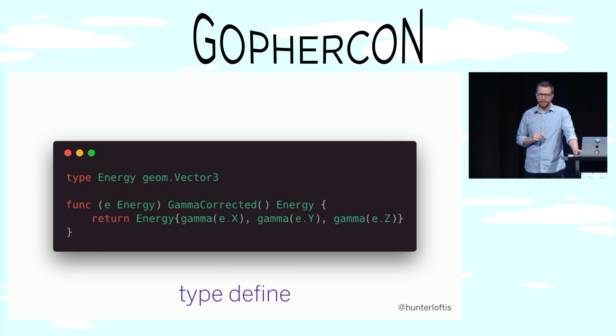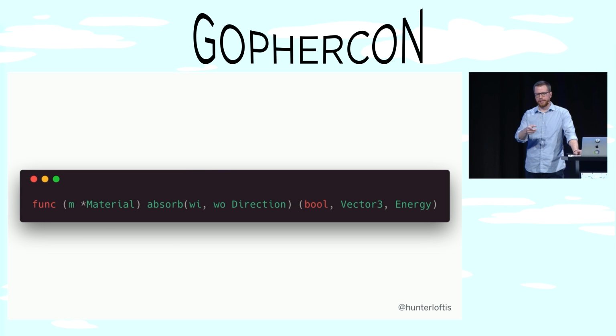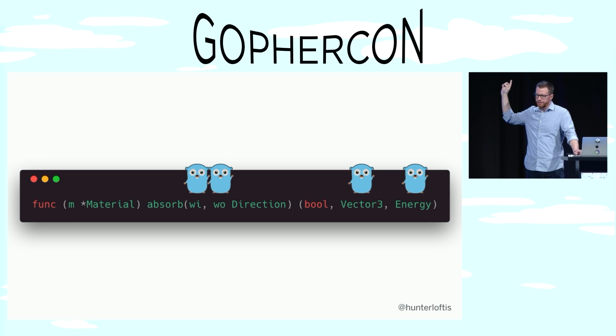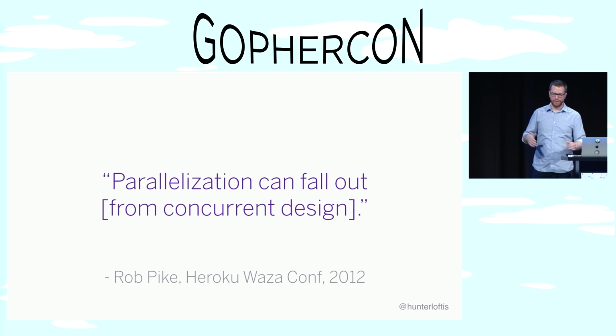The next thing is actually a quote. And then it ends up looking like this, right? It's much easier to understand that these two are directions, that's a location, and that's an RGB value. And even if I forget what they are, if I accidentally try to do an operation on one with another, it won't let me. Go simply won't let me. So that's beautiful. So years ago, at Heroku's Waza conference, Rob Pike said, parallelization can fall out from concurrent design.